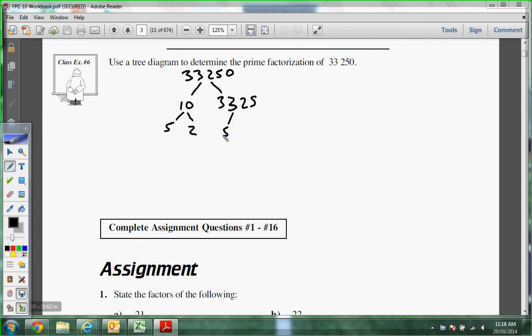And look over here. I'm going to go 5 times 665, and then we're going to go 5 again times 133, and then 133 breaks down to 7 and 19. And all of these numbers here are the limbs of my tree. Those are the numbers that, if you multiplied them, you would get 33,250. Okay, so that's just the two basic ways of breaking numbers down into prime factorizations. So our prime factors again for 33,250 were 5, 2, 5, 5, 7, 19. So it had 6 numbers. All right, and that is it for prime factoring.